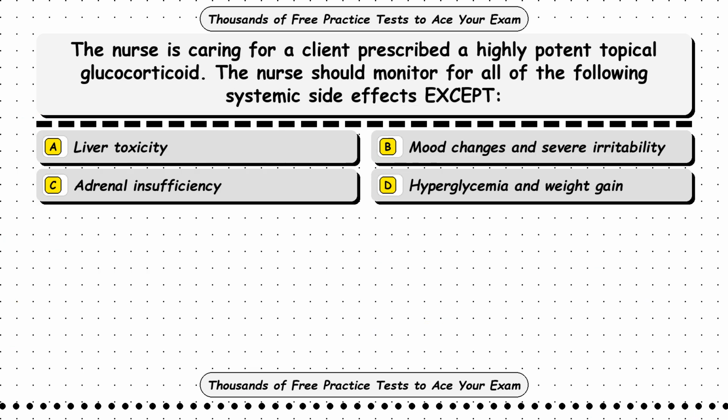Question 52. The nurse is caring for a client prescribed a highly potent topical glucocorticoid. The nurse should monitor for all of the following systemic side effects except: Option A. Liver toxicity. Option B. Mood changes and severe irritability. Option C. Adrenal insufficiency. Option D. Hyperglycemia and weight gain.